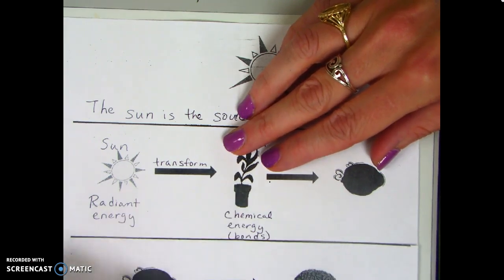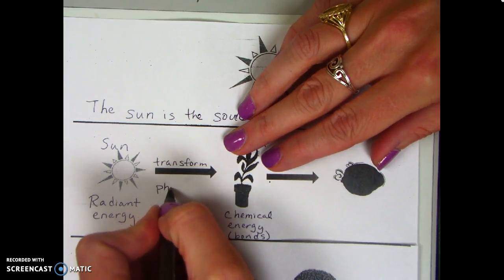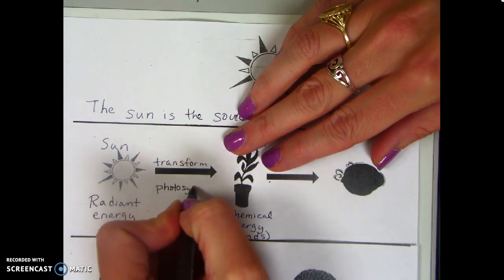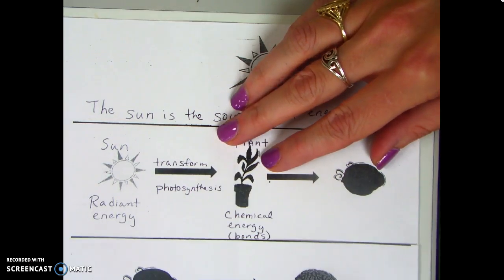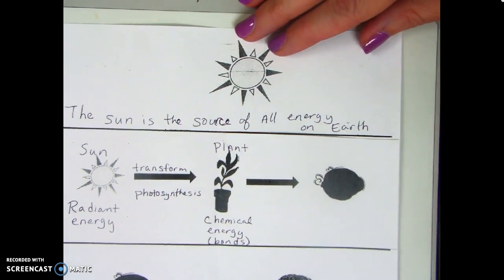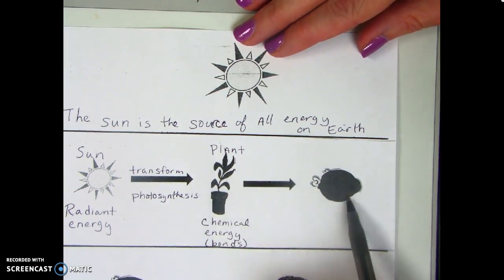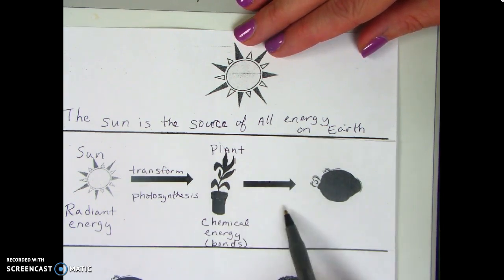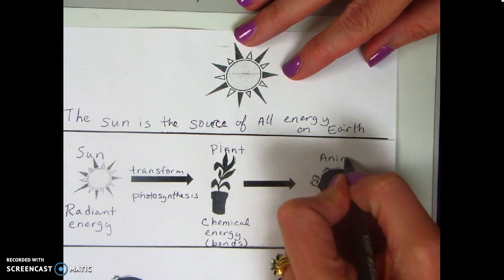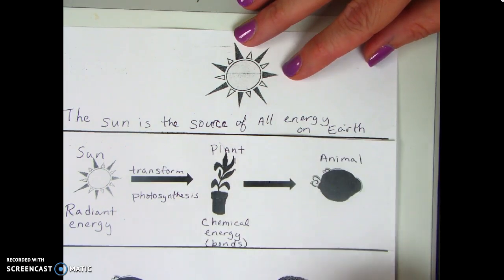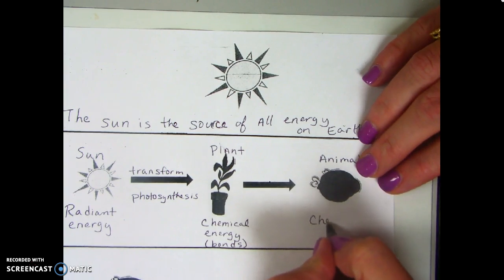Well, how did that happen? Oh, photosynthesis. So photosynthesis occurs. When that happens, radiant energy is transformed into chemical energy. Now, oh wait, we have food. Oh, it's a chicken. The chicken was eating the plant, and the chicken got energy from the plant. So here we have an animal we might want to eat for food. So this is, again, chemical energy.